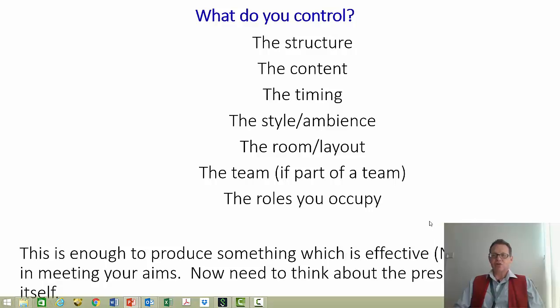And you control the roles that you occupy. This is tons. This is easily enough to produce something which is effective, not perfect. Do not go for perfect, ever. It's a fool's game. It can produce something which is effective in meeting your aims every time. So, let's now look at these things that you control in more detail in the context of the presentation itself.